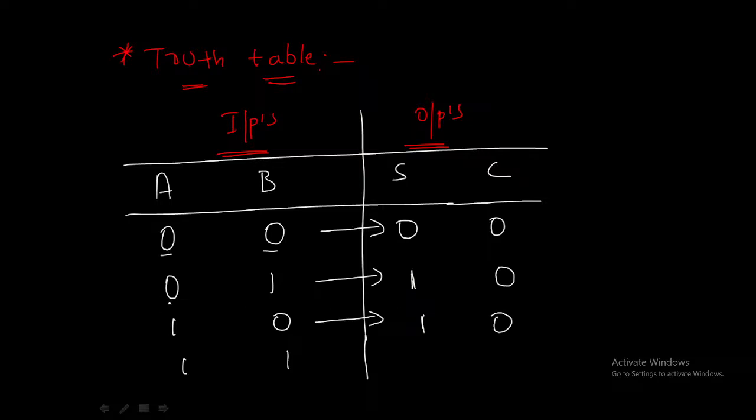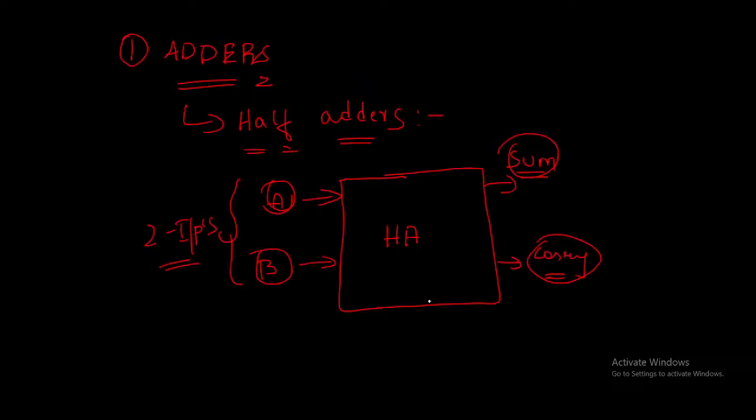We are just basically adding our inputs. 0 plus 1, which is equal to 1, sum is 1 and there is no carry generated. And 1 plus 0, sum is 1 and carry is 0. And 1 plus 1, my sum is 0 and carry is equal to 1. So in this case 1 plus 1, my sum is 0 and carry is equal to 1. And this is a 1 bit half adder.